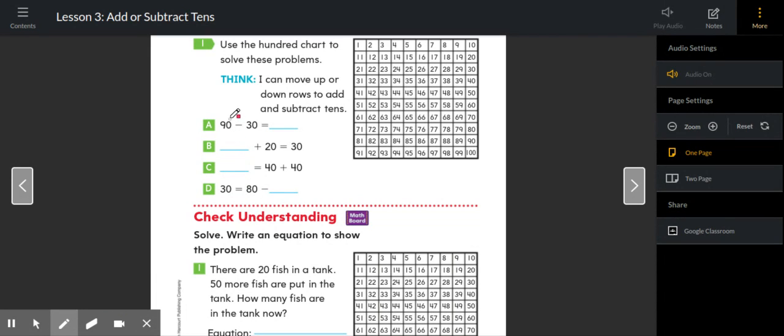So for A, we're going to start with 90 and we're going to subtract 30. So I start at 90. And if I'm subtracting, I'm moving to smaller numbers. So remember what I said, I'm not going to start counting until I leave that 90. So I'm going to go 10, 20, 30. Okay, so 90 minus 30 is 60.